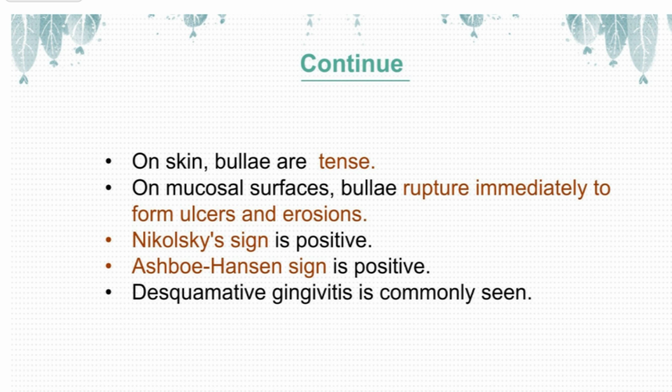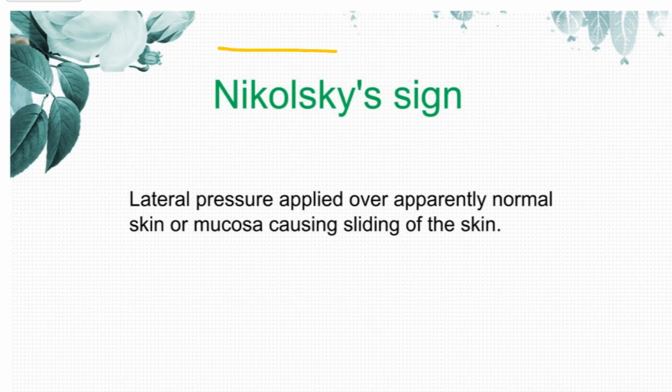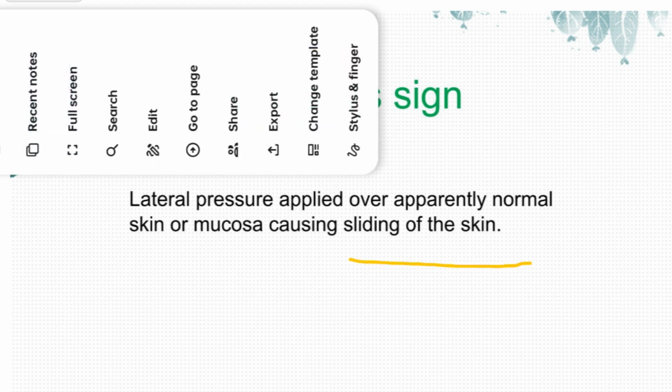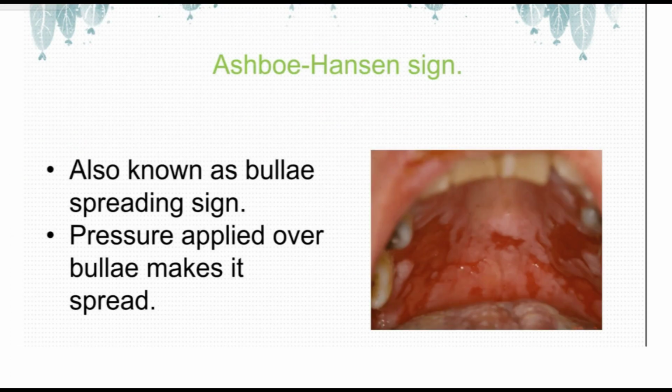Nikolsky sign is positive. Asboe-Hansen sign is positive, and desquamative gingivitis is commonly seen. What is Nikolsky sign? Lateral pressure applied over apparently normal skin or mucosa causes sliding of the skin. Asboe-Hansen sign is also known as bullae spreading sign. When we apply pressure on bullae, it makes the bullae spread. Means when we apply pressure on bullae, it will spread over the oral mucosa.